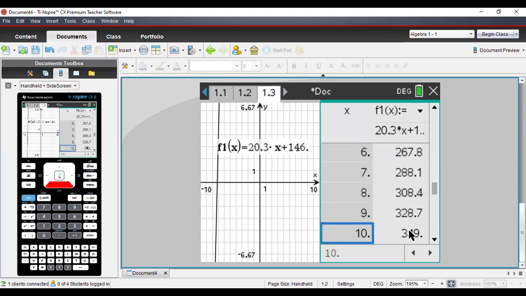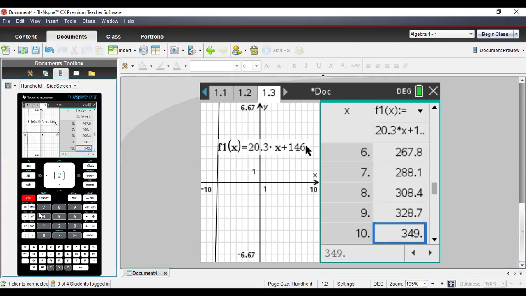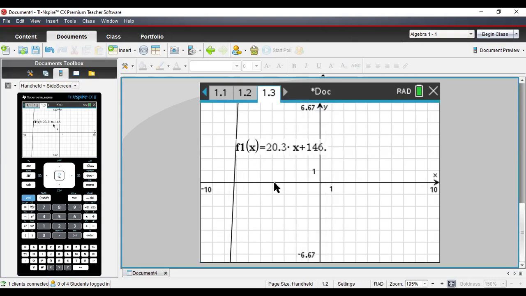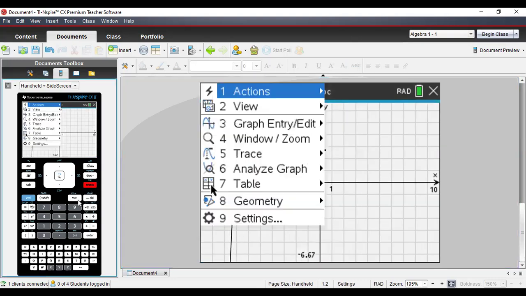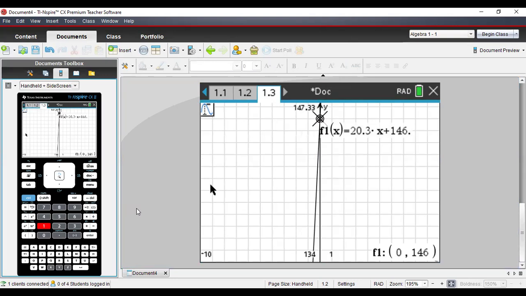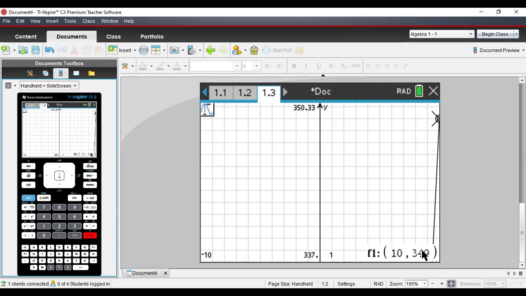And it says 349. Let's go and see what the decimals would be. Now, the other way we can do it, I'm going to get rid of this, Control T again. I'm just going to do menu 51, and then put in the year that they gave us. It was year 10, so it tells me it would be 349.